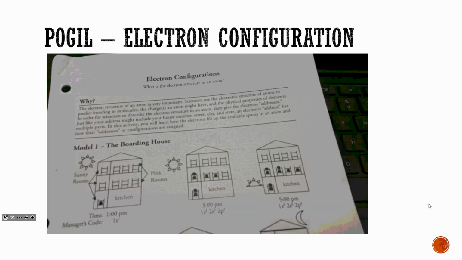So if you haven't done it already, you'll be doing a POGIL, and this is to help you understand how things go into the nucleus, where the nucleus would be the ground floor, and then going up.